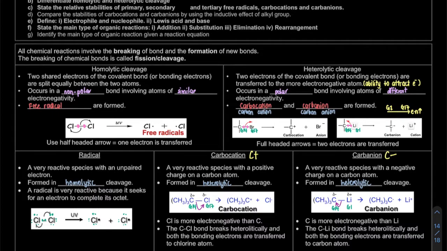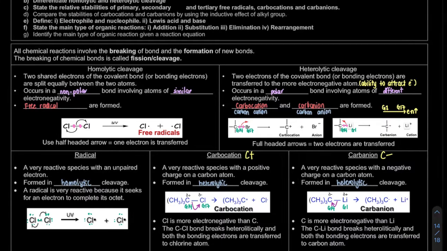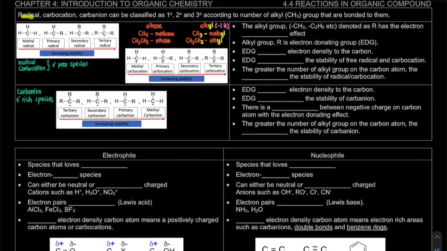Okay, so next we're going to look at the relative stability of primary, secondary and tertiary radical, carbocation and carbanion. The radical, carbocation and carbanion can be classified as primary, secondary and tertiary according to the number of alkyl groups that are bonded to them, that is, the number of carbons attached to the radical, carbocation or carbanion.